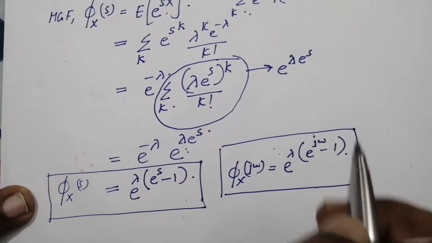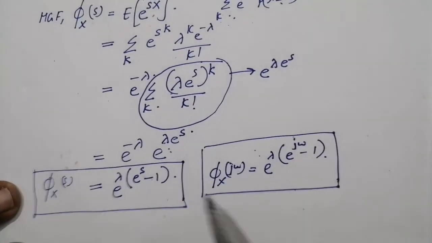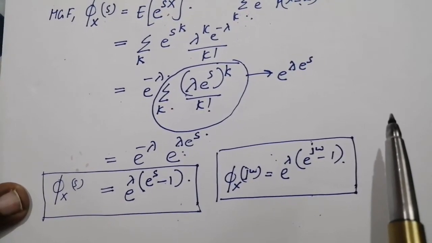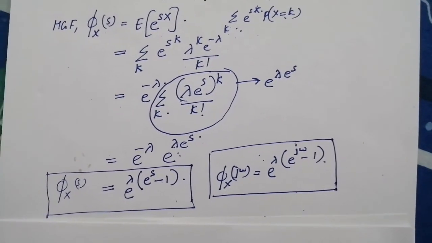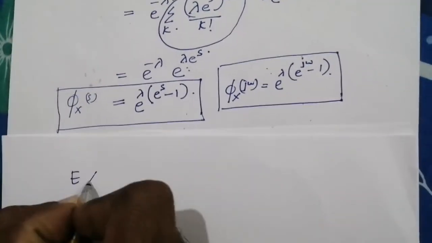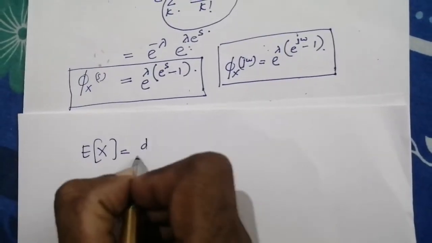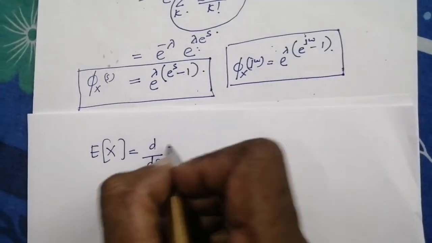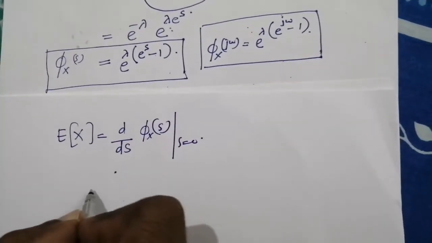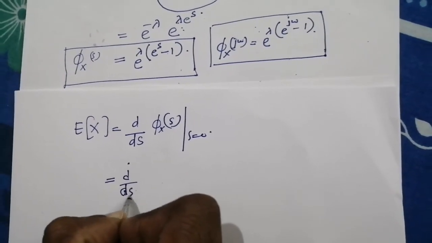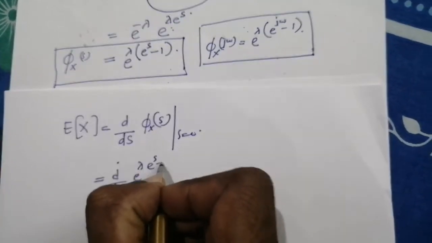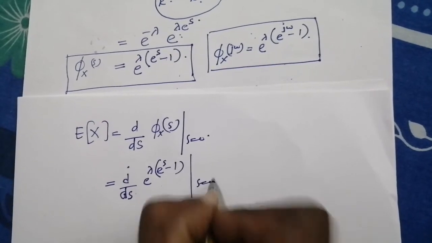Now, what is the application of this moment generating function? We can find the mean and variance, or the moments, easily using the moment generating function. Now we will find the mean and variance. We know that the mean is defined as expectation of x, which is the first derivative, d by ds of phi x of s, with s equal to 0. So this equals d by ds of e raised to lambda (e raised to s minus 1), put s equal to 0.